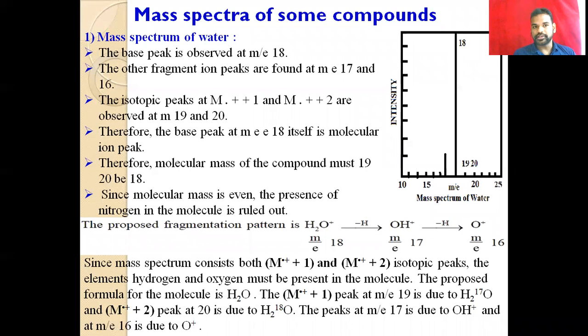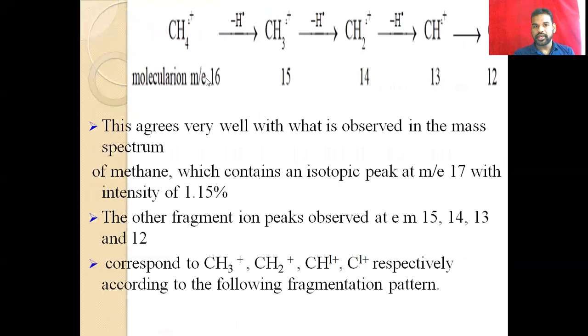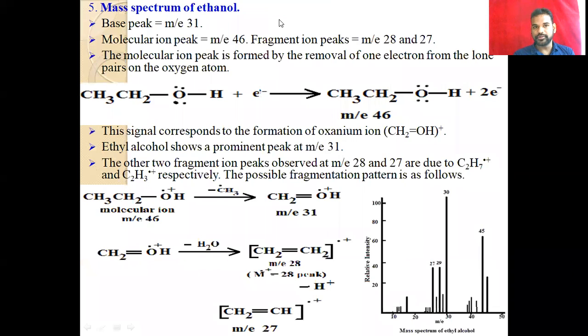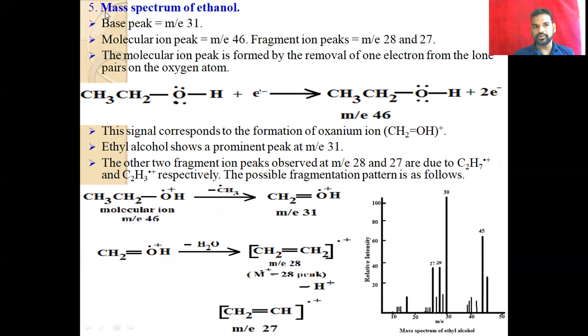Normally we take mass spectra for this reason: the spectrum of a compound means we can identify the compound by its mass spectrum. With examples we can easily understand how mass spectra work. The first example is the mass spectrum of water, then ammonia, methane, ethyl bromide, and ethanol. So you have 5 examples.